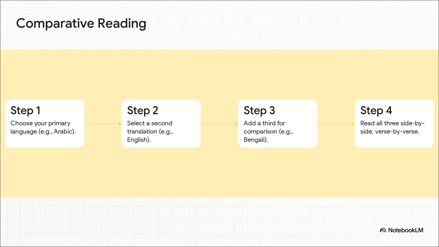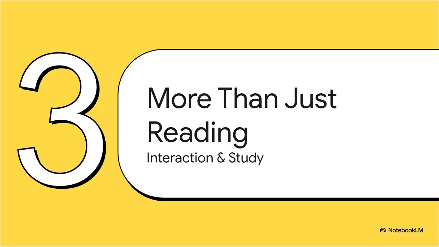So in practice, this feature is unbelievably powerful. You can actually view up to 3 translations at once. So imagine this. You're reading the original Arabic, and you've got an English translation on one side, and maybe a Bengali translation on the other, all perfectly lined up, verse by verse. This is where the app stops being just a simple reader and turns into a really serious tool for comparative study.